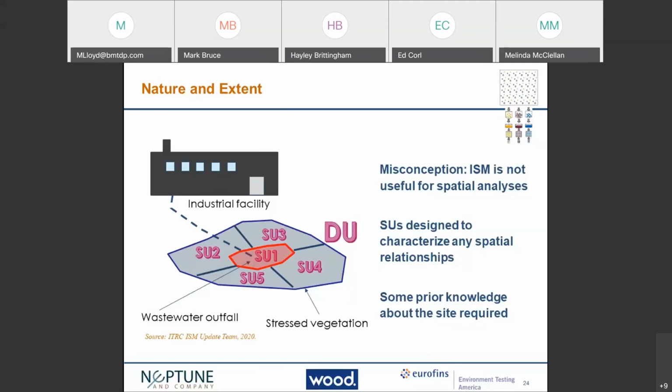Note that in order to design the sampling plan in this way, some prior knowledge about the site is going to be required. And so that's one possible limitation of using ISM for nature and extent. Also note that if the project objective includes defining spatial relationships on a small scale or with a very fine resolution, it may or may not be cost effective to use ISM. And so that's one of the components to consider during the planning phases.